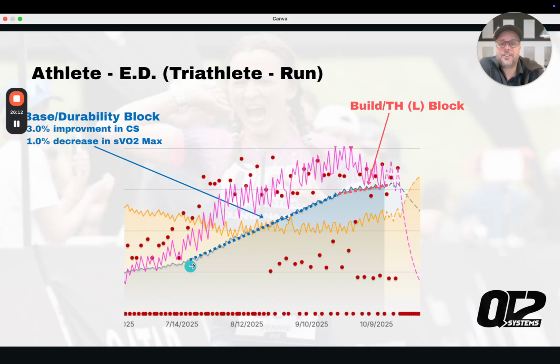On the CTL basis, we did an extended base durability block because of the injury. We shifted into a build threshold lengthening block. During the base durability block, we got a 3% improvement in critical speed and a 1% decrease in speed at VO2 max. That can often happen because we were focused on something else.